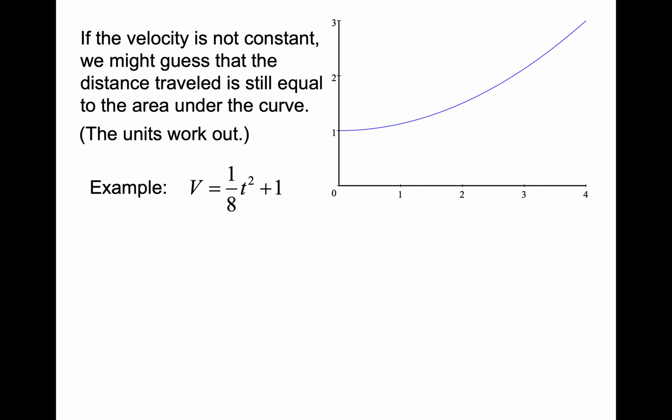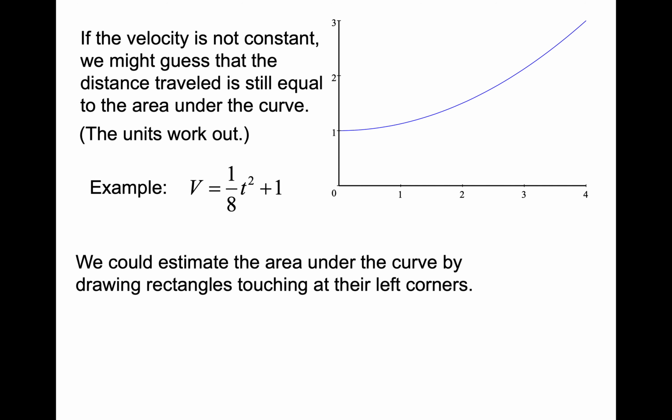So suppose now we have a function that is a quadratic. So we have the velocity is 1/8 t squared plus 1. And so clearly not a constant. So if we wanted to find the area under the curve, we don't have a formula to find this area like we do if it was a rectangle.